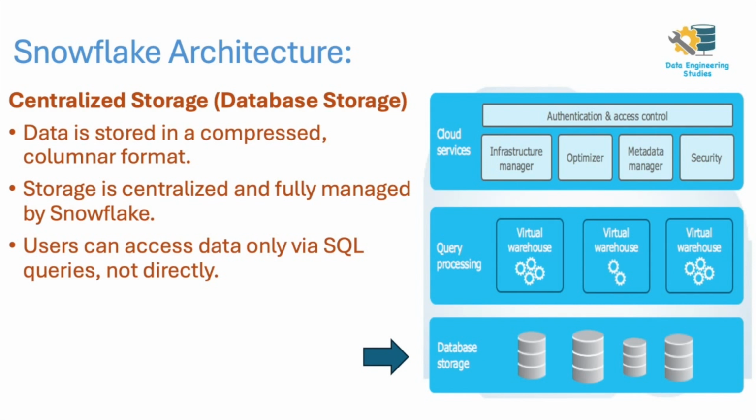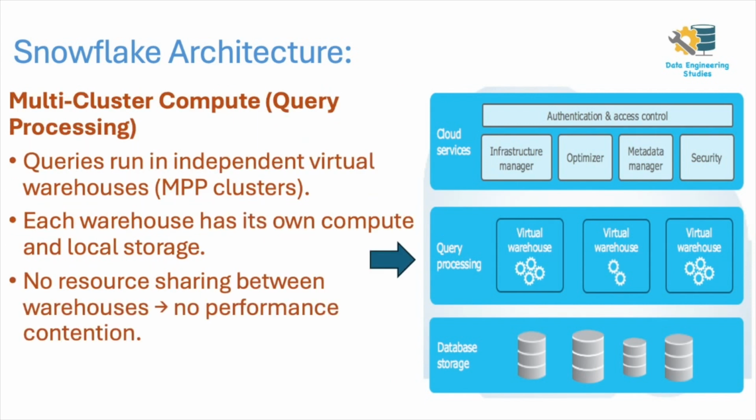The next layer is the query processing layer. The query processing layer is the middle layer of Snowflake architecture. The query execution is performed in the query processing layer via virtual warehouses. Every virtual warehouse is a massively parallel processing compute cluster that contains one or more compute nodes that are allocated by Snowflake via the cloud provider.